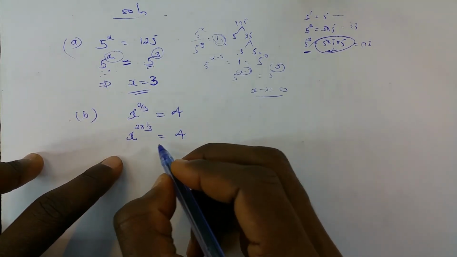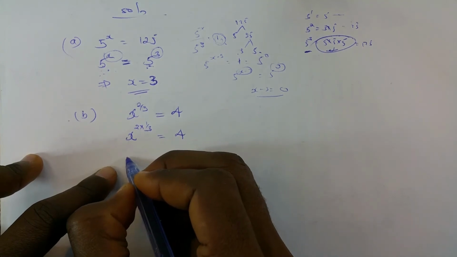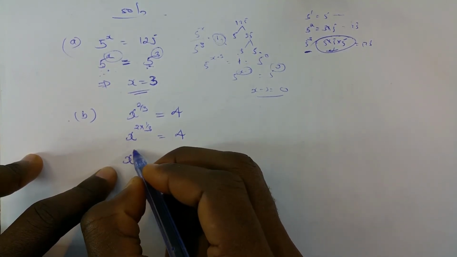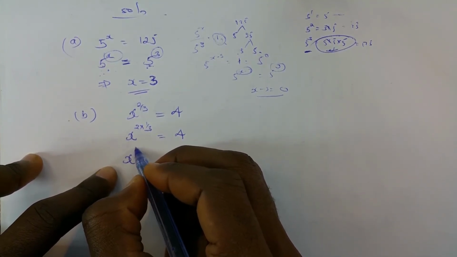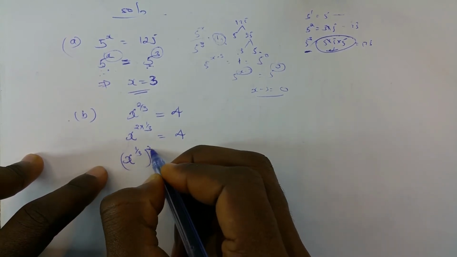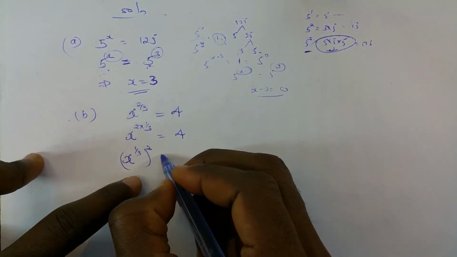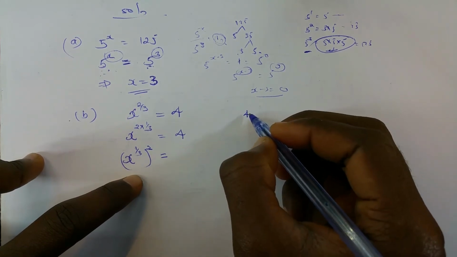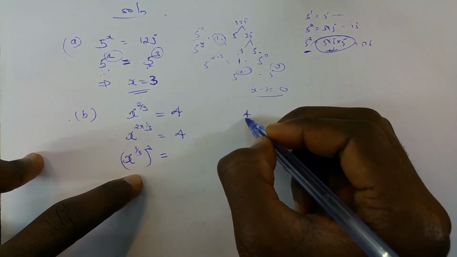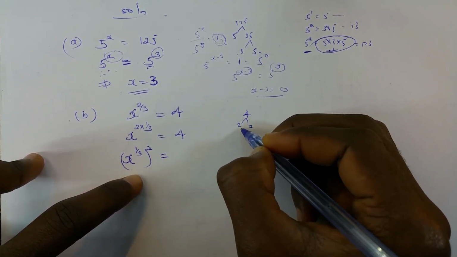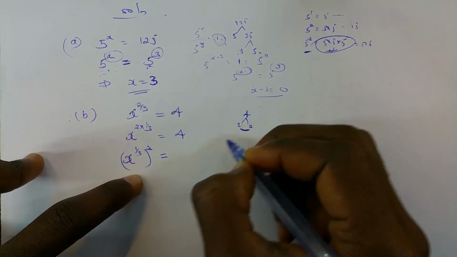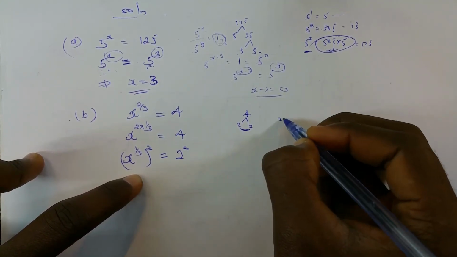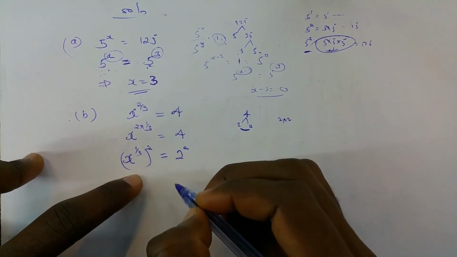It is like saying that we have x to the power one third, then we square it. I'm trying to bring the square out. Then here we know 4 can be, if you divide by 2, you have another 2. So we have 2 squared here. 2 times 2 giving you 4, which gives you 2 squared.